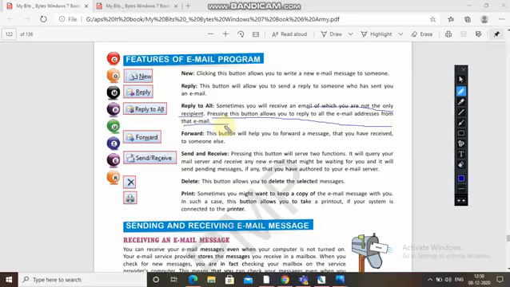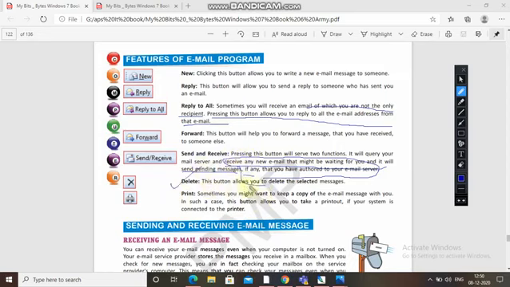Now send and receive. Pressing this button will serve 2 functions. It will query your mail server and receive any new email message that might be waiting for you, and it will send pending messages, if any, that you have authored to your email server.